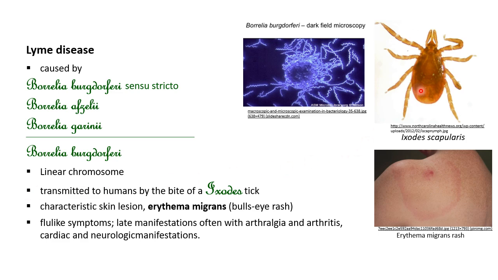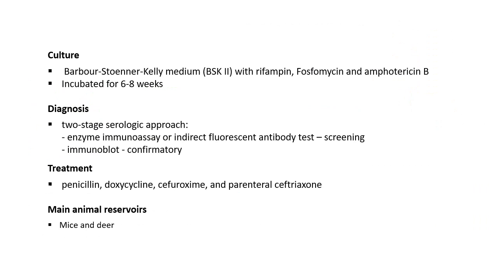So we have Ixodes scapularis here, and the characteristic skin lesion is known as erythema migrans, described as a bullseye rash. It can cause flu-like symptoms, and late manifestations often would involve arthralgia and arthritis, cardiac, and neurologic manifestations.